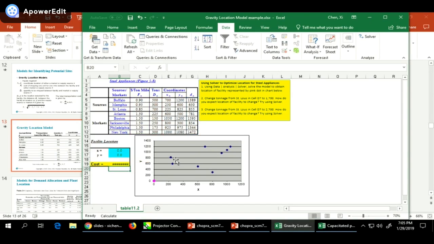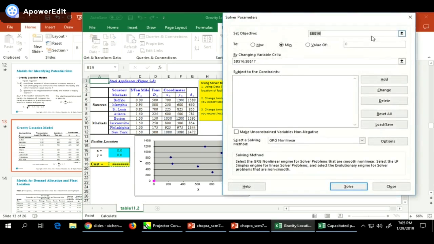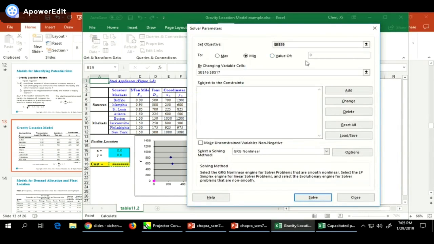So right now we can see these blue dots are the supply or market sources. And as of now, we initialize the location choice to be at the origin at 0, 0. And here we have our solver. So again, we're minimizing the total cost, which is this cell, by changing the variable cells, which are these two cells. We don't really have any constraints.